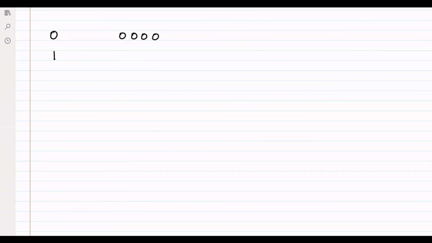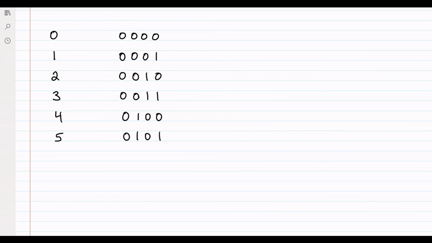If you want the number 1, that would be 0, 0, 0, 1. 2 is 0, 0, 1, 0. 3 is 0, 0, 1, 1. 4 is 0, 1, 0, 0. 5 is 0, 1, 0, 1. 6 is 0, 1, 1, 0. 7 is 0, 1, 1, 1. And 8 is 1, 0, 0, 0. 9 is 1, 0, 0, 1.